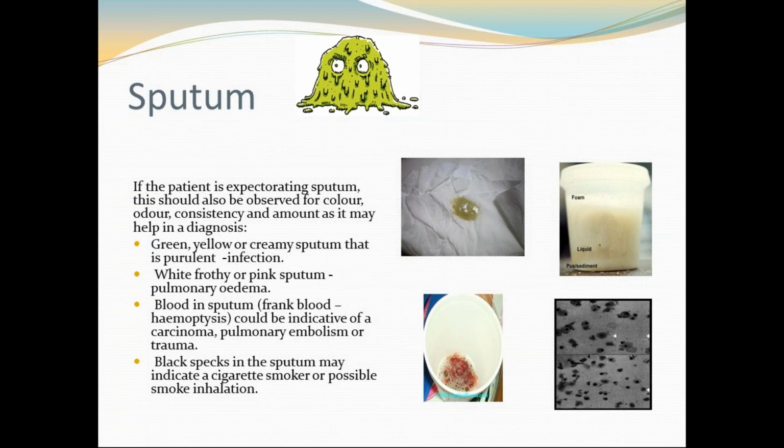So green, yellow or creamy sputum. Purulent means plenty of pus, means it's infected. Nice little picture here of a good lumpy tenacious bit of sputum. White, frothy or pink sputum, which we have here. Pink will be rupturing of small blood vessels. This is called pulmonary oedema.